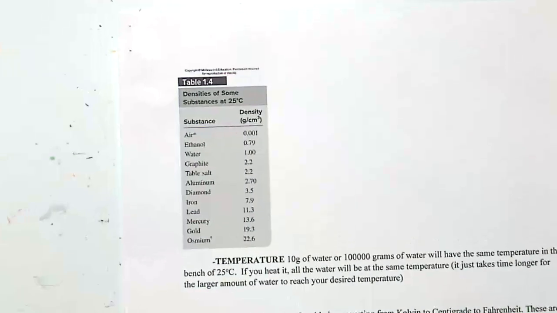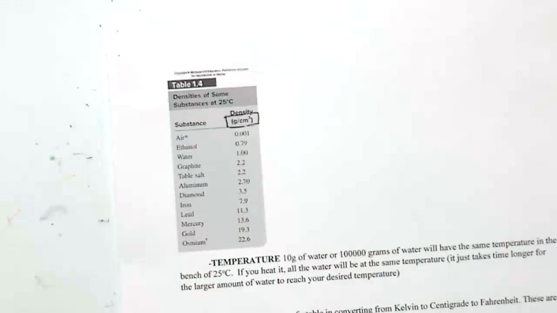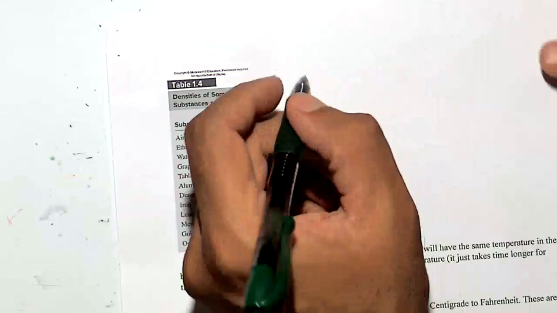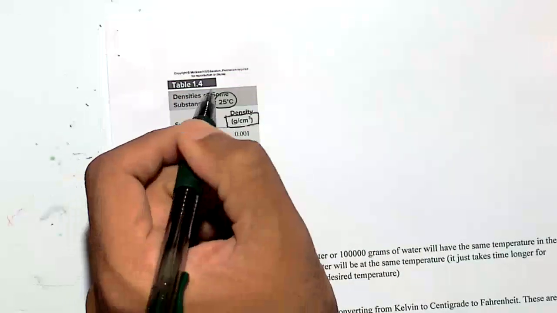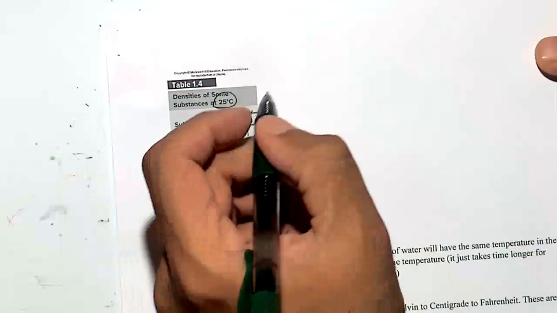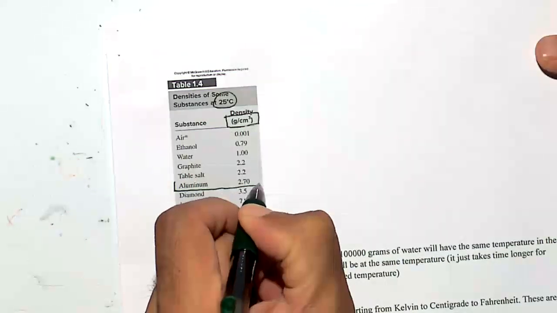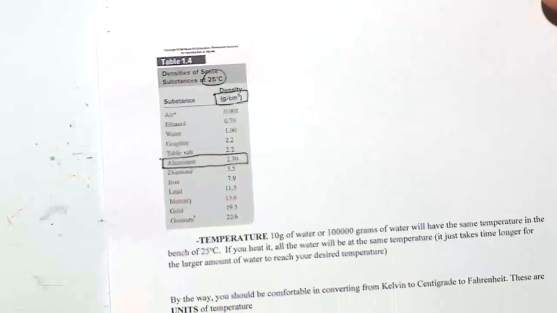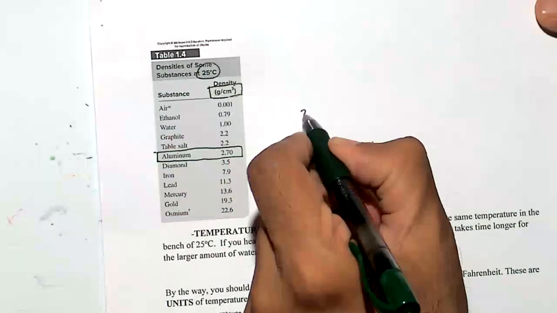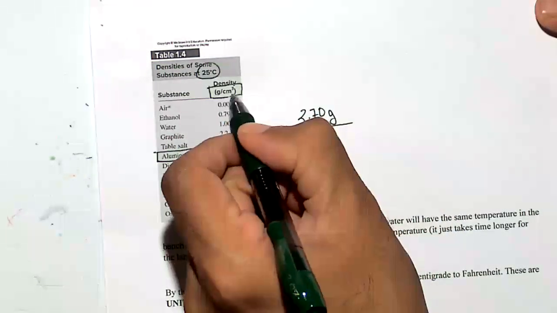So here are some examples of densities. Gram per centimeter cubed, mass over volume. Density is temperature dependent. So if we change the temperature, what happens to the density? It changes. Very good. So we have here mass over volume. How about this one here, aluminum? Aluminum is 2.7 grams. That's the mass. What's the volume? Units.